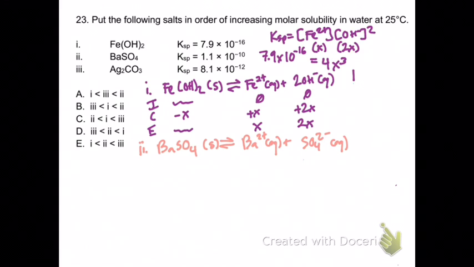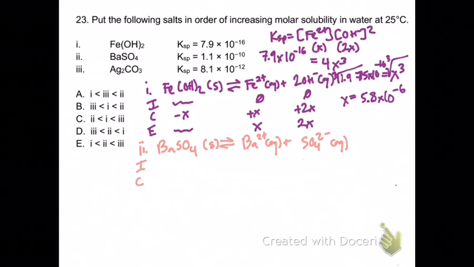Divide both sides by 4, and we get 1.975 times 10 to the negative 16th is equal to x cubed. Then take the cubic root of both sides to get that x is equal to 5.8 times 10 to the negative 6th. And remember, x represents the molar solubility. So if you solve for x and rank them in order, you can't go wrong.